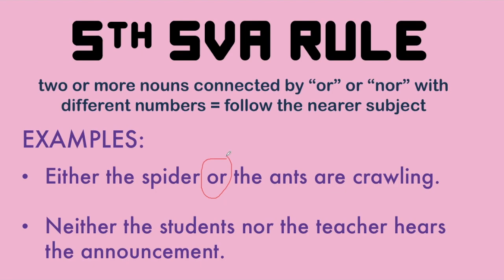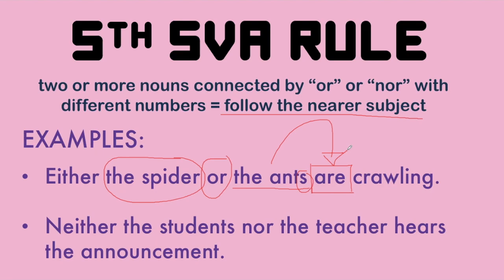However, if you have noticed, the first subject here is the spider. Definitely, we're only talking about one. But if you're going to look at the next one, it says here the ants. And obviously, we're not just talking about one ant, but we're talking about a lot of ants. So it says here, follow the nearer subject. The nearer subject is the ants. So we follow the number of the ants, therefore we used are here. Alright, so that's how we do it.